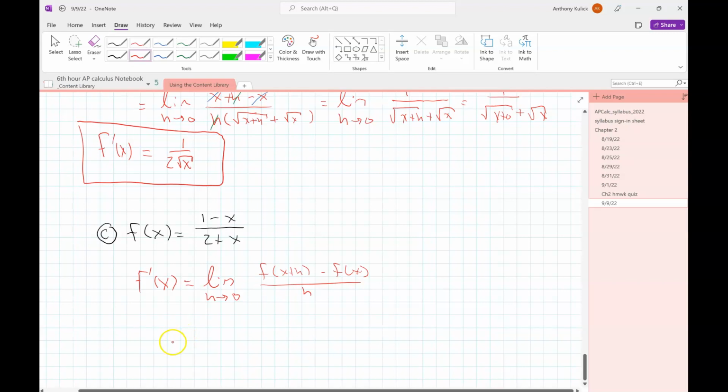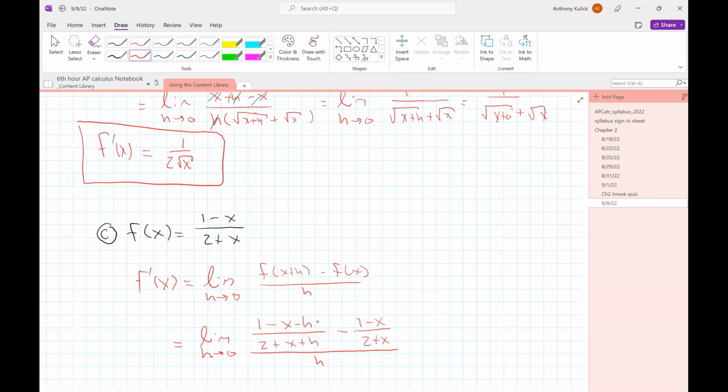All right, let's start plugging stuff in. What is f of x plus h? I distributed the negative when I did that automatically. Is everybody okay with that? What's this called where I have fractions inside of fractions? You guys remember the name for that thing? It's called a complex fraction.